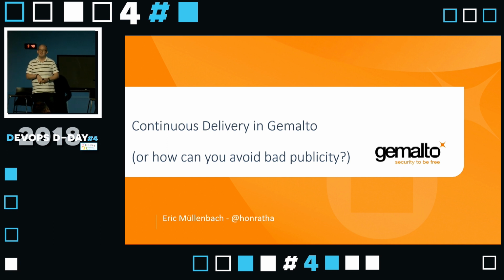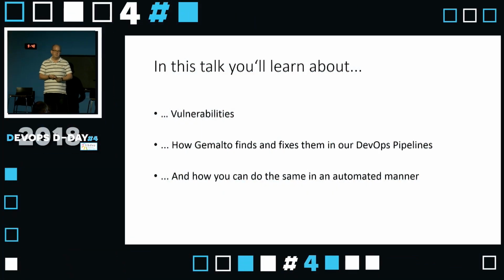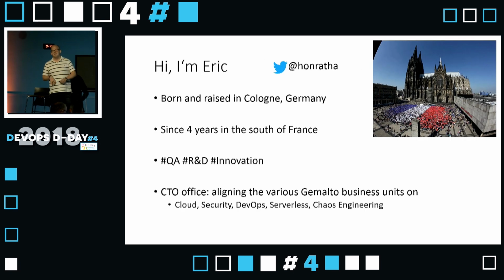So this is my first public talk, and I hope in the next 25 minutes we are going to have a good time. So what are we going to talk about today? First, we will talk about vulnerabilities. What are vulnerabilities, what are risks and threats, and what impact they can have on your company and on your products. We will talk about how Gemalto finds and fixes them in a continuous and automated manner, and also we will talk about how you can implement these patterns in your environment to have the same level of security that we have.